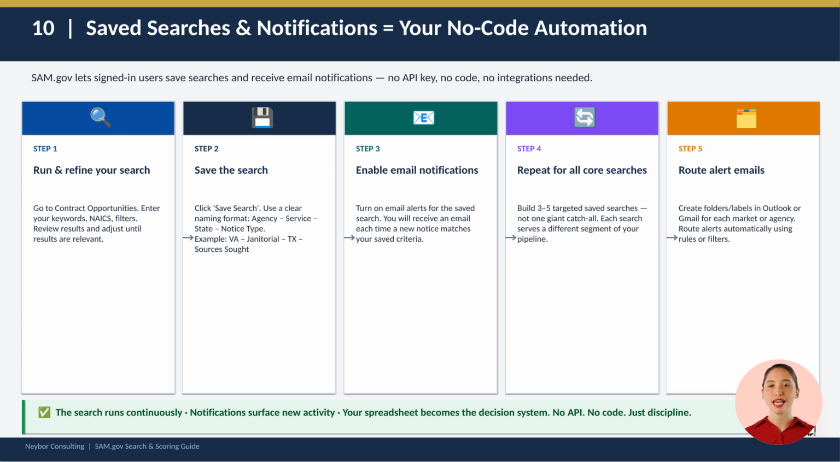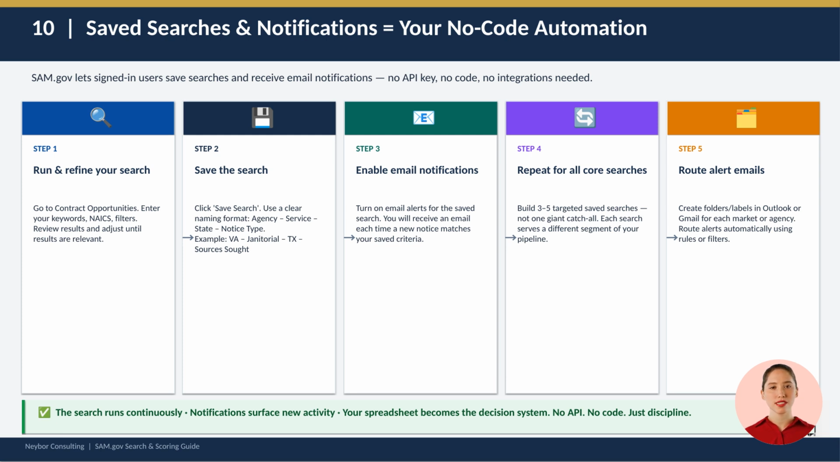Here is how to set up your no-code automation in 5 steps. First, run and refine a search in SAM.gov's Contract Opportunities section until the results are relevant. Second, save the search with a clear name: agency, service, state, notice type. Third, enable email notifications so SAM.gov sends you an alert every time a new matching notice is posted.